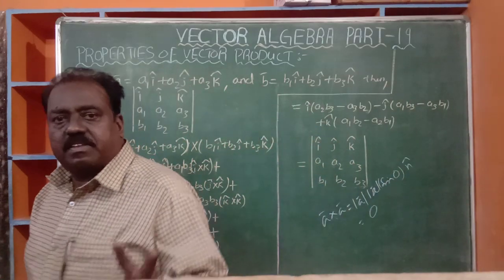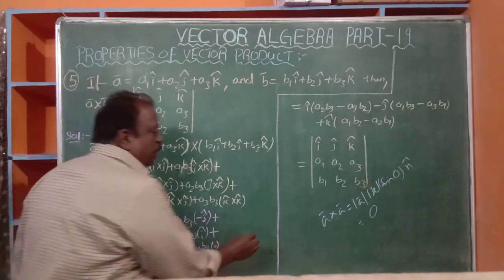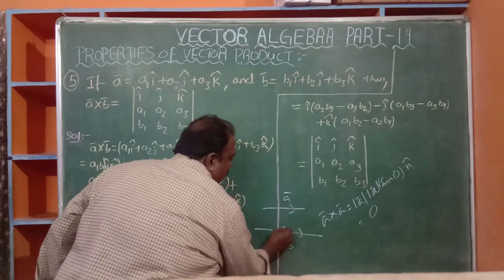Or if two parallel vectors are there, A bar and B bar, two parallel vectors like this. It is A bar and it is B bar.